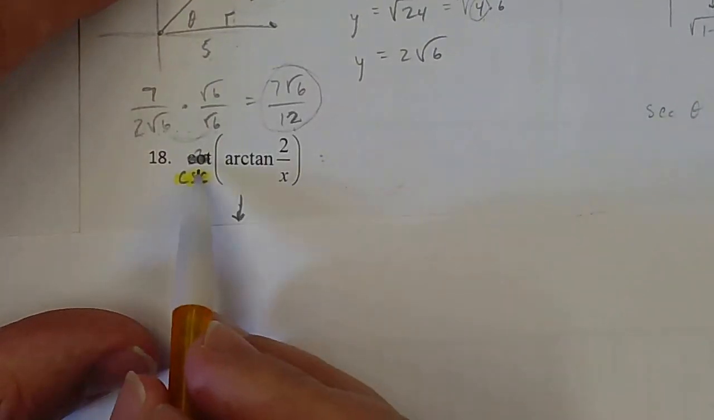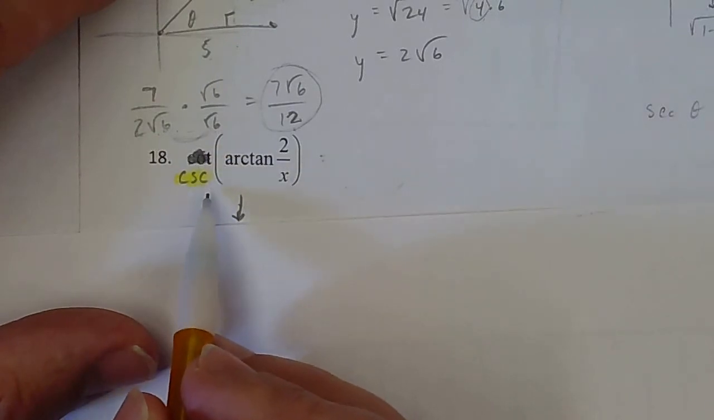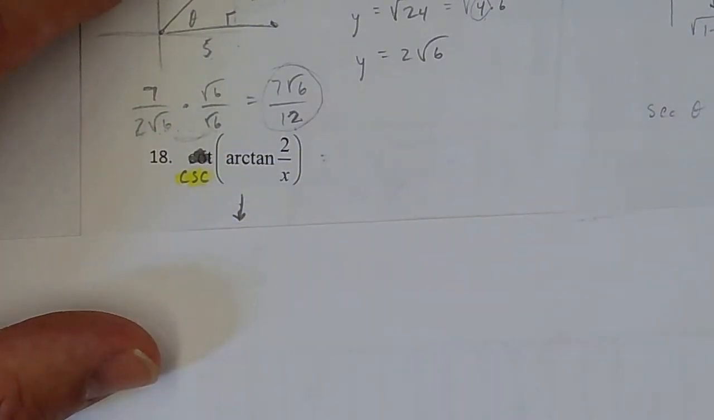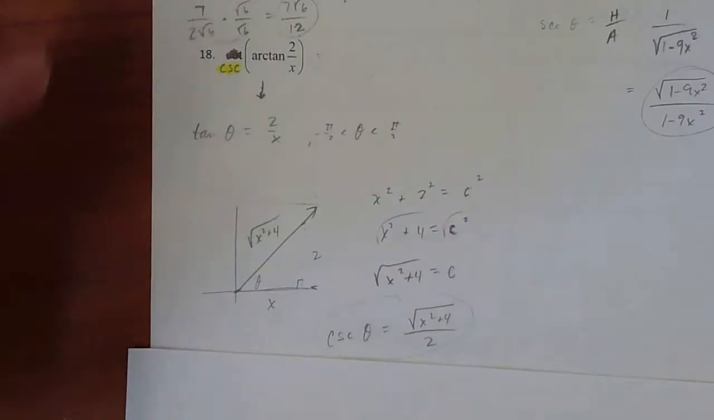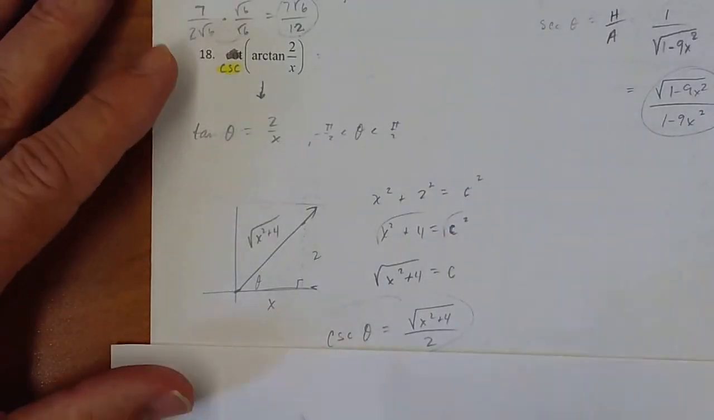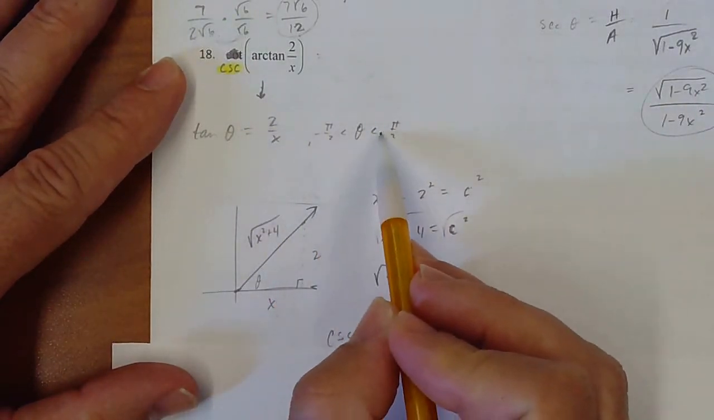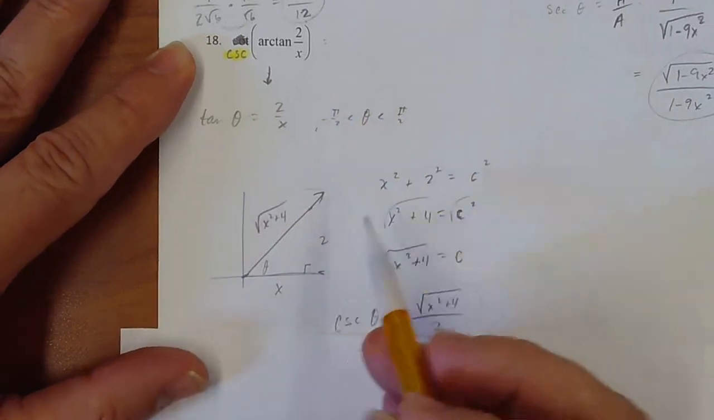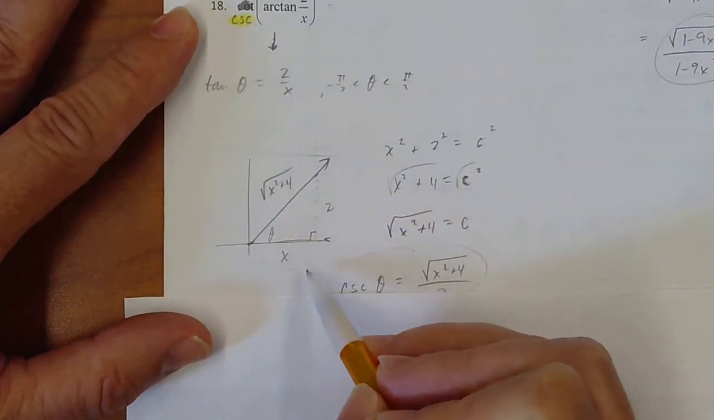One adjustment. Try this with CSC instead of cotangent to force us to find the other side, the missing side. So try it with CSC. All right, so here's what we have. Tan theta is 2 over x, restricted to these quadrants, up to the first, down to the fourth, but it's positive, so it's going to be in the first quadrant. Tangent's negative in the fourth quadrant.